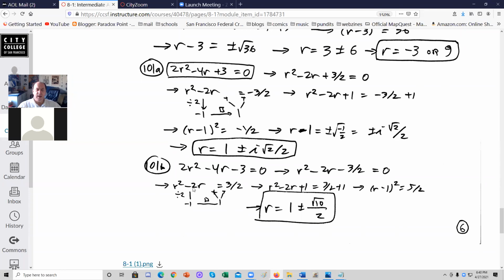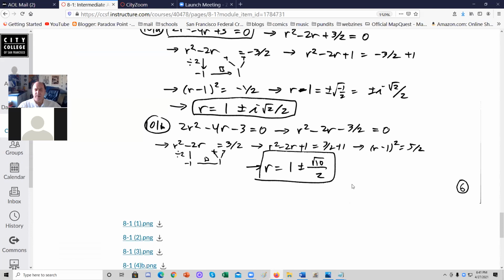Complete the square by dividing this negative 2 by 2. Going to get a negative 1. Square that for a 1. Add to both sides. So you get r squared minus 2r plus 1 equals 3 halves plus 1. The left side is a completed square of r minus 1. There. 3 halves plus 1 is 5 halves. And okay, after a bit of nerdling, you get square roots: plus or minus root 5 halves, which is root 10 over 2. Add 1. r is 1 plus or minus root 10 divided by 2.